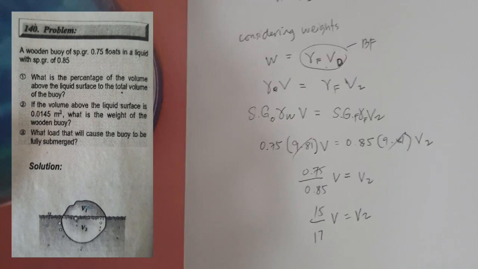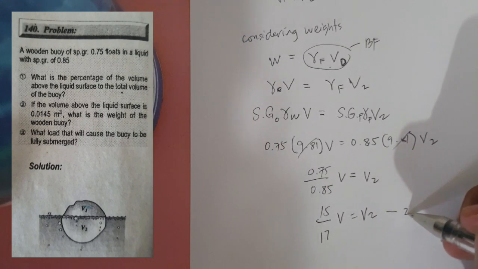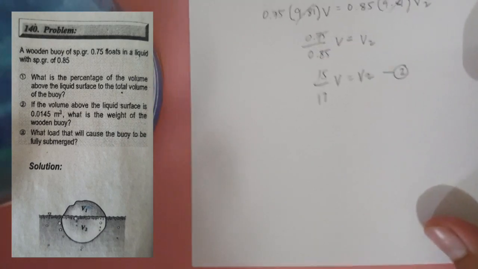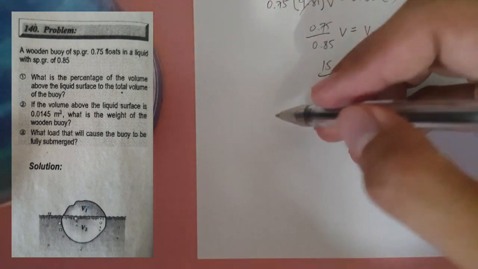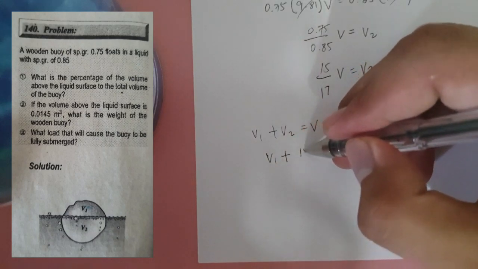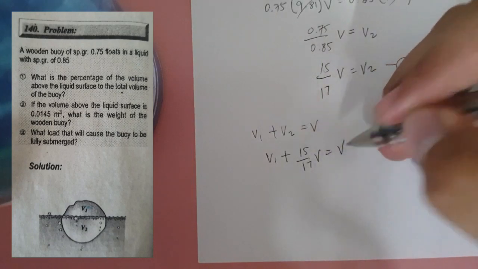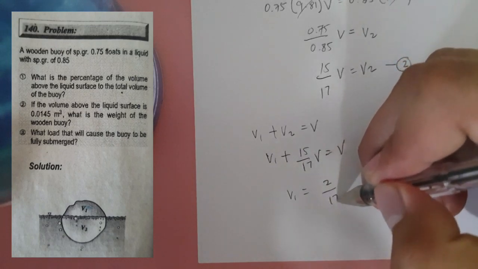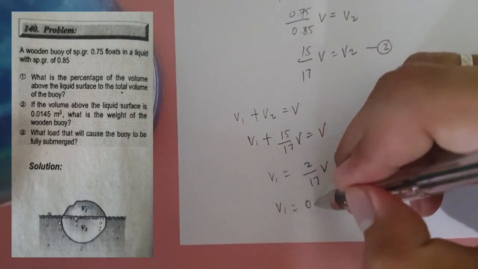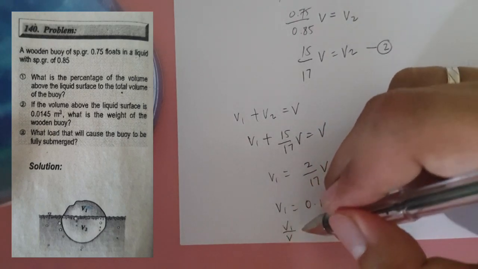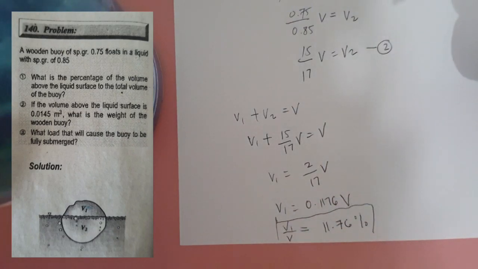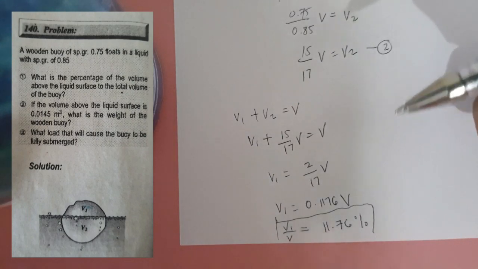Okay, so this is equation 2. If we put equation 2 into equation 1, we get another equation. V1 plus V2 is equal to the total volume. V1 plus V2 in terms of V, that is 15 over 17 V, total volume. So V1 is 2 over 17 V, transposing 1 minus 15 over 17. So V1 is 0.1176 V, or V1 over V, which is the percentage, that is 11.76%. Okay, that is the answer to number 1.